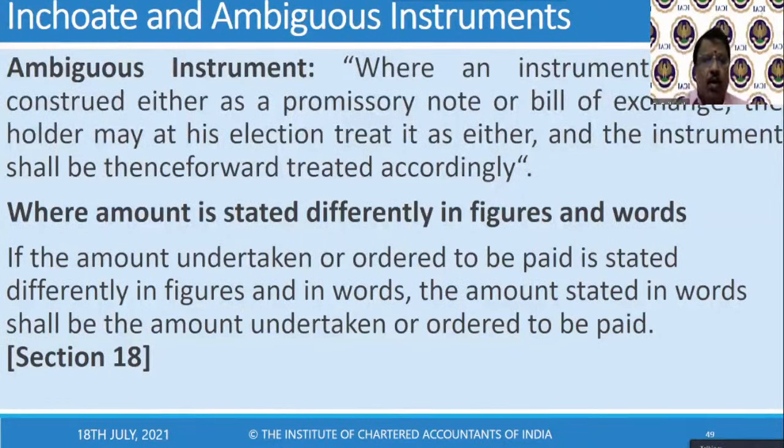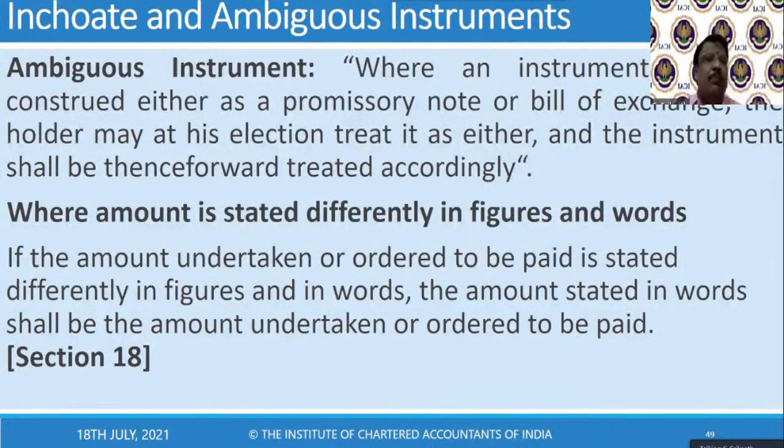Okay. Now, this rule in section 18 is a common rule. In fact, I'm sure it's there in the General Clauses Act also. If the amount undertaken or ordered to be paid is stated differently in figures and in words. Figure means number, numerical number. Whereas word is words. For example, 100 rupees, that is words. 1 followed by 2 zeros is figures, 100. Okay. Where there is a discrepancy, where there is a difference between the figure and the words, the amount stated in words shall be the amount undertaken.